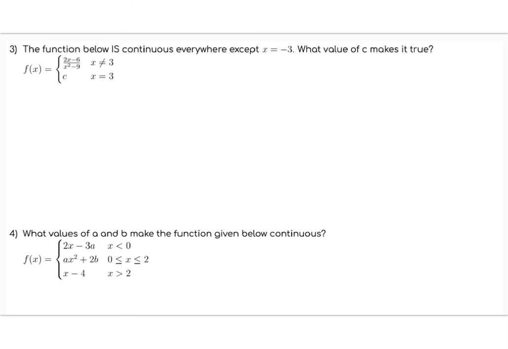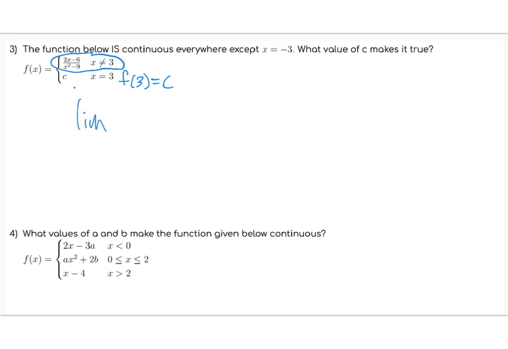Okay, here we're told the function is continuous everywhere except x equals -3. What value would make that true? Okay, well, I know that the limit from both sides has to be the same. I've got the same function from both sides, so I'm hoping that's going to be the case. And then I also know that f of 3 must equal c. So that's what's going on here. This top part, that's my limit finding function, because that's both sides, but not actually the actual place. That gives me some insight.